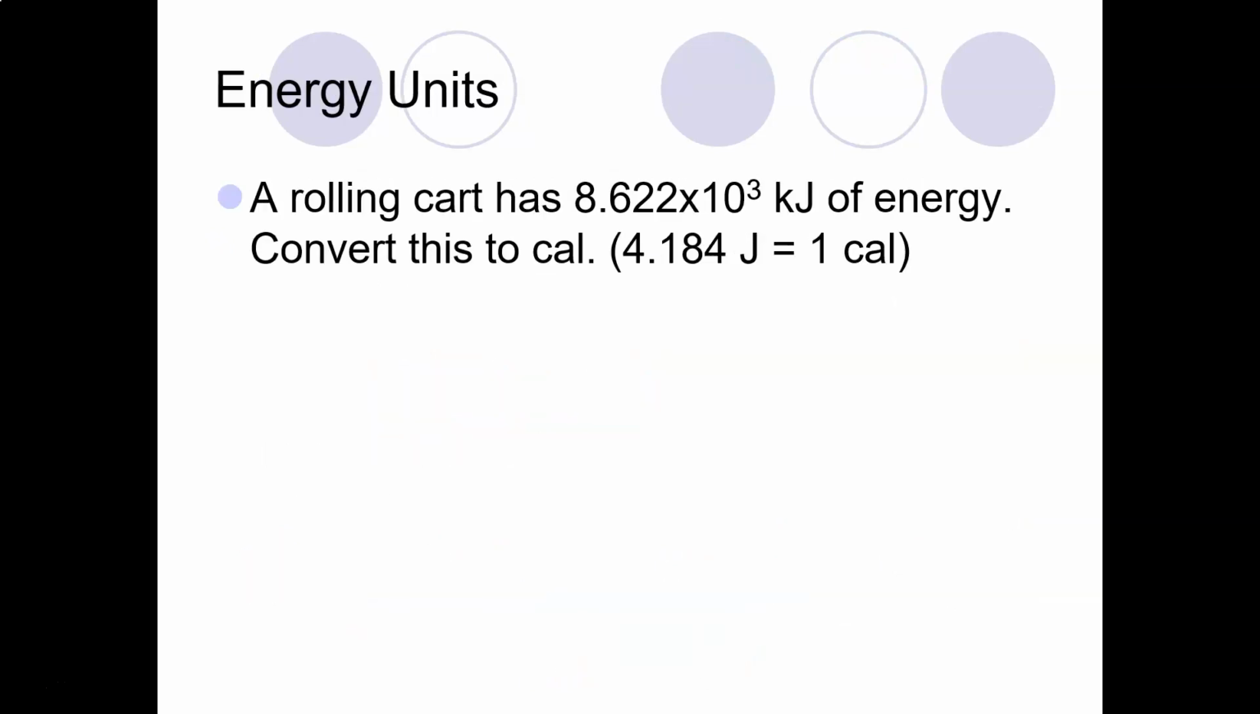A rolling cart has 8.622 times 10 to the third kJ. So K stands for kilo, J stands for joules. That was the unit for energy we talked about earlier in the chapter. We're supposed to convert this to CAL, which stands for calories, which is another unit of energy. And we're told 4.184 joules is equal to 1 calorie.